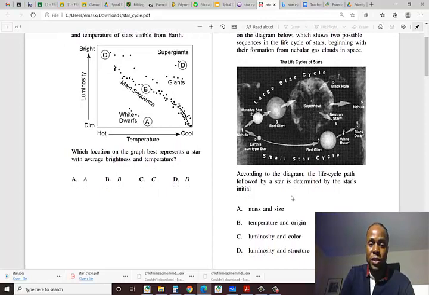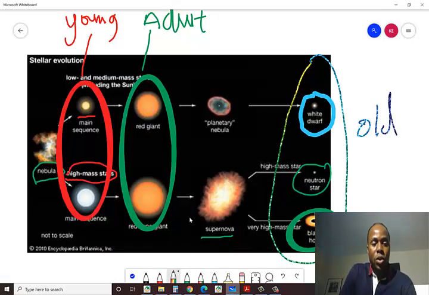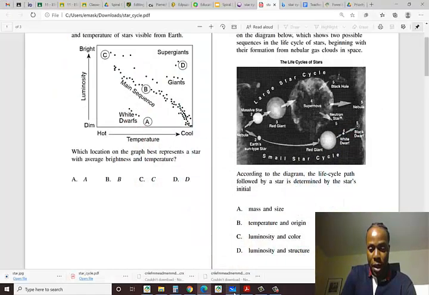The life cycle followed by a star, like we learned from here, the path that a star would follow will be based on its size, its mass. If it's an average mass, it's going to follow that path. If it's a high mass, it's going to follow this other path. So I know for sure size and mass play a big role. A says mass and size. There it goes. I know the answer is A already.